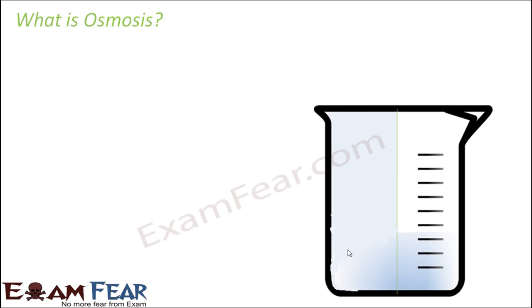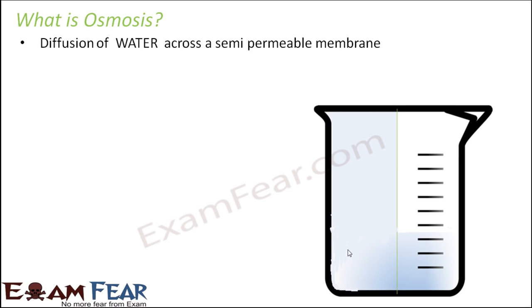We will now discuss the next type of transport mechanism in plants, which is also a type of diffusion, that is osmosis. So let us see what is osmosis. Osmosis is diffusion of water across a semi-permeable membrane. So these are the two important points to note here. Now it is basically a type of diffusion.